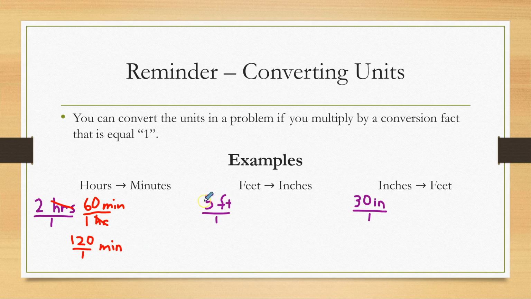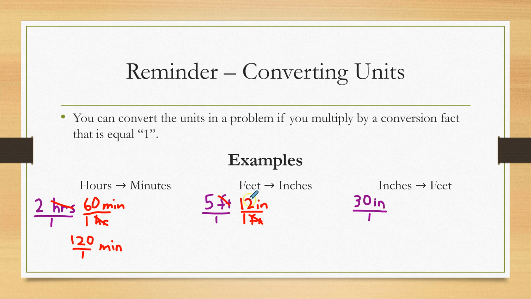For the next example, I have 5 feet, and the conversion fact to go from feet to inches is that there are 12 inches in a foot. Again, I don't know which one goes on top unless I look at what I have in the numerator for the 5 feet, so I want to put the 1 foot on the bottom, and then 1 foot is equal to 12 inches. It's very important that my fraction equals 1. 12 inches are in 1 foot. That's what I mean by saying the conversion fact is equal to 1. Otherwise, we would be changing the value of our fraction. Multiplying by 1 does not change the value of anything.